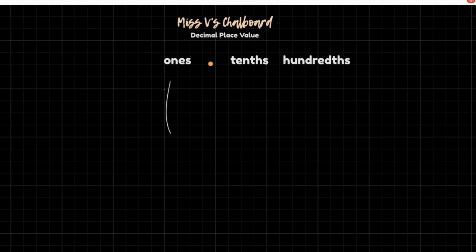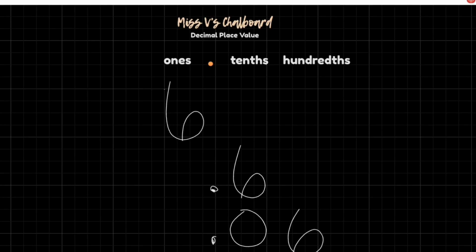Kids may get stumped when they see 6, 6 tenths, and 6 hundredths. Now, sometimes they'll see that 6 hundredths has more digits, so they may assume that it's greater, but it's actually the opposite. It is smaller.